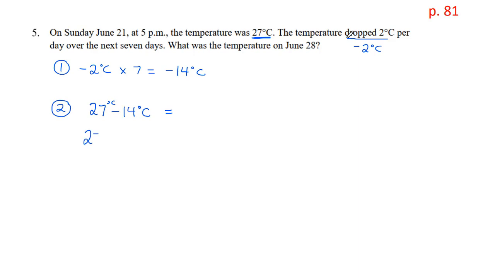Additionally, we can show this as a plus a negative. So if you see, if I subtract, I can add the opposite. So I can also add a negative 14 degrees Celsius. We know the temperature is going down, so we can express this in both of these ways. So 27 minus 14 will still result in a positive temperature, 13 degrees. But on June 28th, the temperature was 13 degrees.